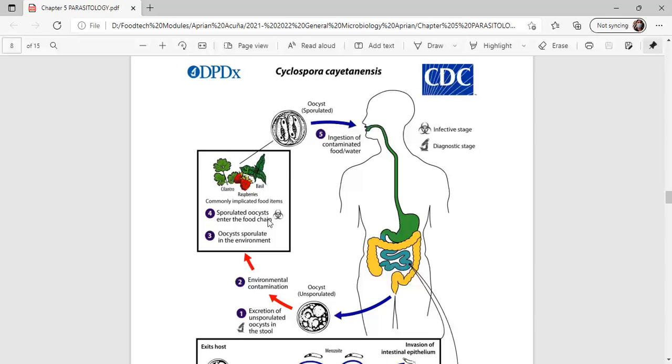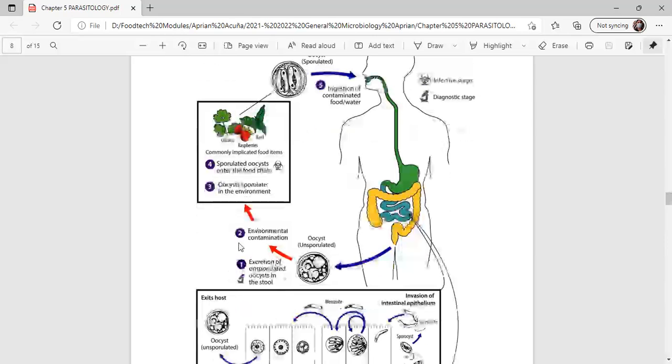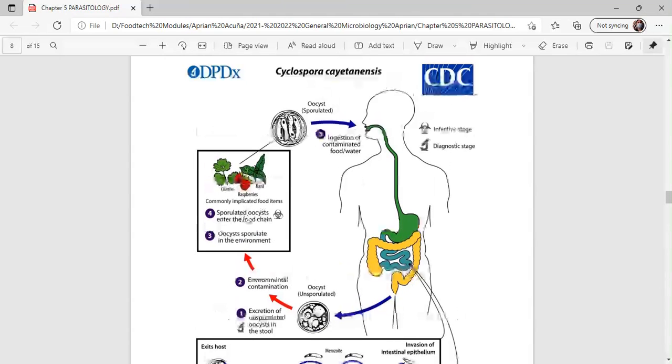Same as before, the vegetables are infected. Start at number 1, to identify if you are infected, you have an oocyst that can be seen in the stool. So you have an unsporulated oocyst. Okay? Number 2, it infects the environment. Then your oocyst sporulates in the environment, meaning it will multiply in the environment.